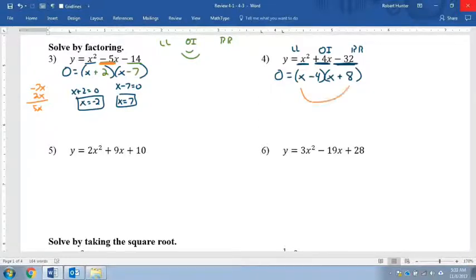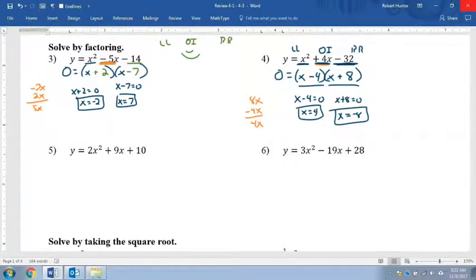Okay. x times 8 is 8x. Negative 4 times x is negative 4x. Add them up, you get 4x, which is your middle term. Yay! So those are the correct factors. So I'll go x minus 4 equals 0, so x equals 4. There's one answer. x plus 8 equals 0, so x equals negative 8.